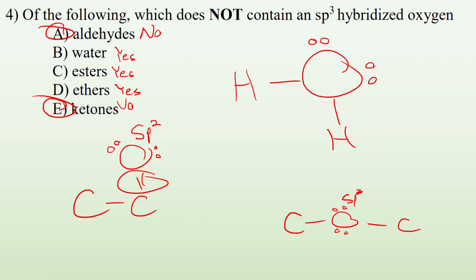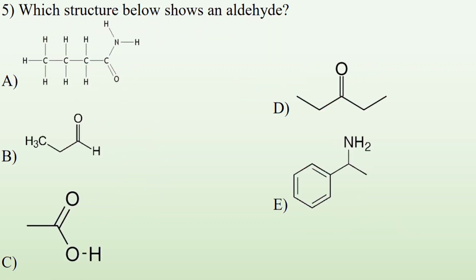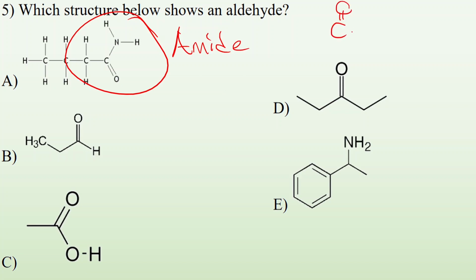Question 5. Which structure below shows an aldehyde? All right, well, let's take a look. This right here, not an aldehyde. This might throw you off because it's got that double bond O, but big picture, what we have here is an amide. An aldehyde needs to have a double bond O on a terminal carbon. So this carbon has a double bond O and a hydrogen. Choice B, looking like it.